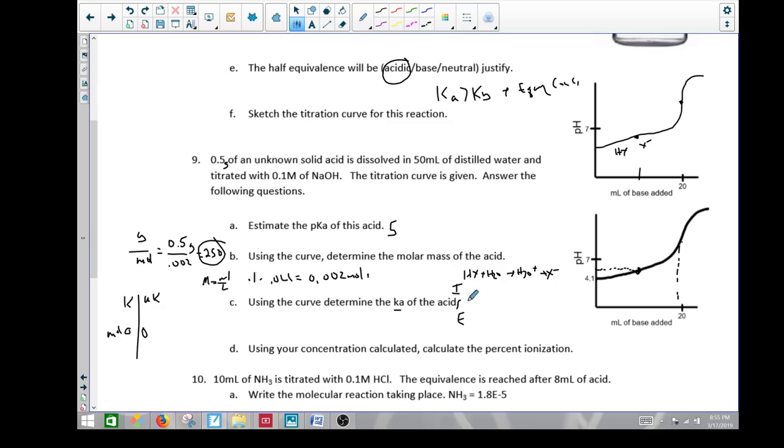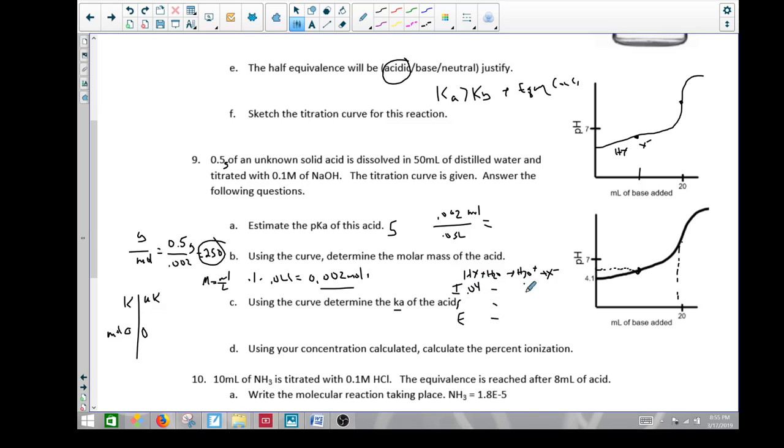We don't have the initial concentration yet, but I'm going to find it out here. I had 0.002 moles of my unknown in there originally, and it was in 50 milliliters, 0.05 liters. That's my initial concentration of my original acid before I started. 0.002 divided by 0.05, and I get 0.04.